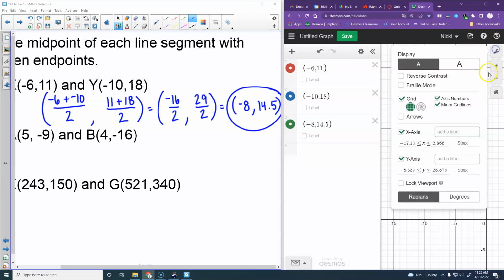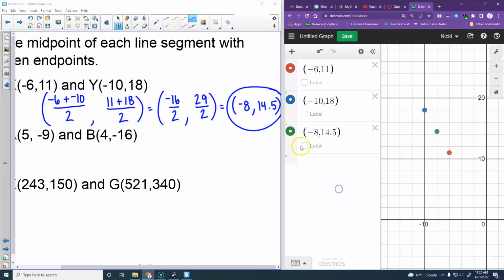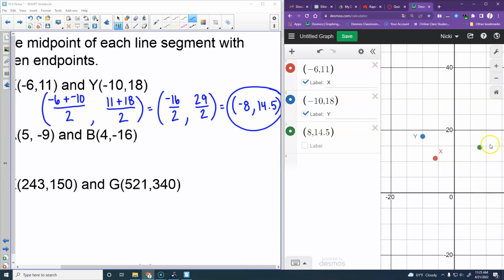Because let's say that you forgot your negative here and you get an answer of 8, 14.5. So this was your x and this was your y. Those were your 2 points. And your answer is over here. Is that going to be our midpoint? Definitely not. So it's a good idea if these show up on calculator active to type them in and check them. Okay?